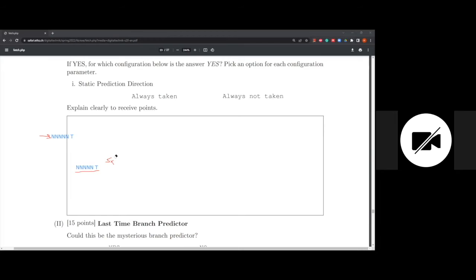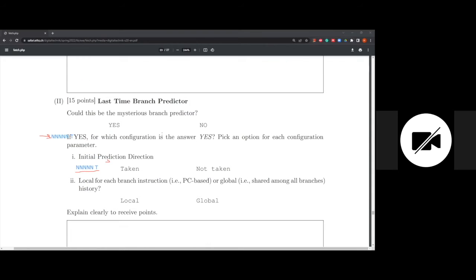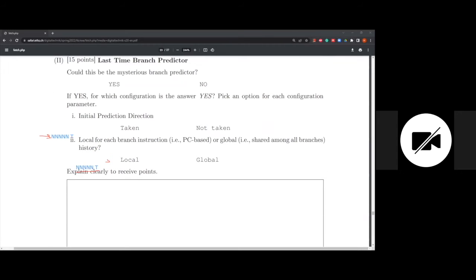Okay, anyway, I'm not gonna draw anymore because it's sort of hard to remove. Okay, and then the next part is the same thing, but here we are going over different branch predictors. Could this be the last time branch predictor? Yeah, so here again, we need to evaluate each of these options that we have.